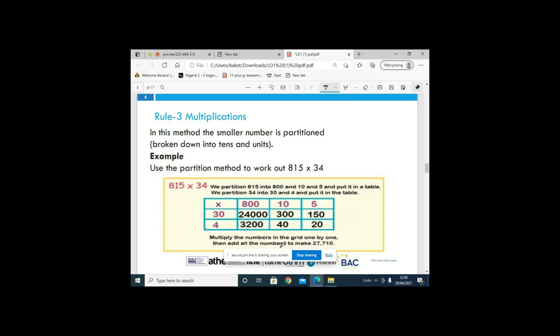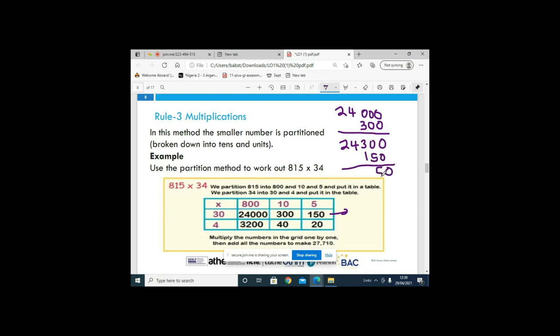So you multiply the grid, then you now add the numbers together. We did addition before. Let me add the 1 on this row. It's going to be 24,000 plus 300. Then you add them together. That gives you what? 24,300. Then you add another 150 to it.